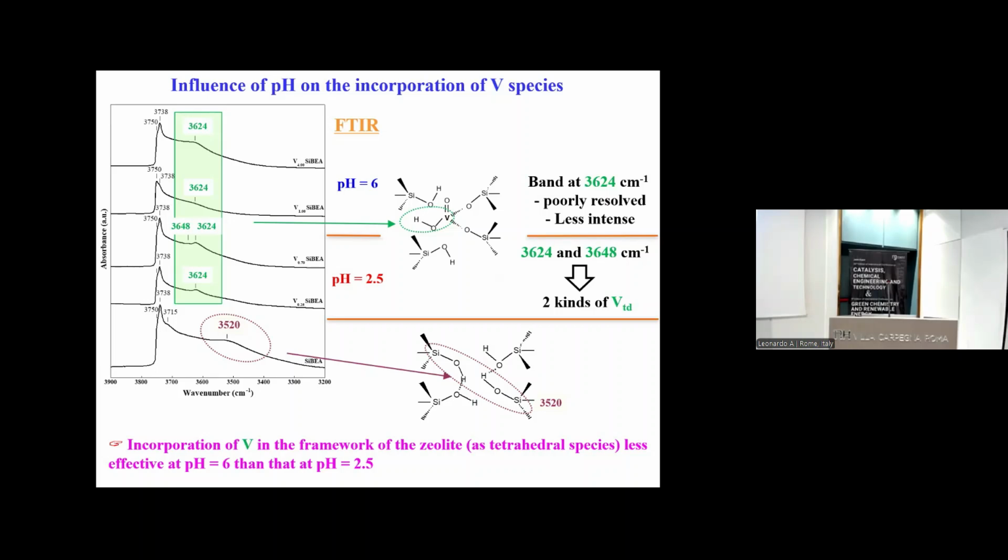Because in this condition, at pH 6, we obtain a fully resolved band at 3624, which is related with the presence of vanadium beta species.